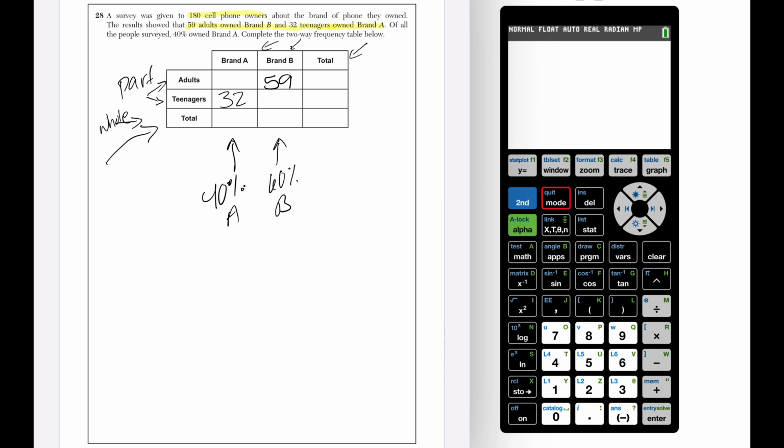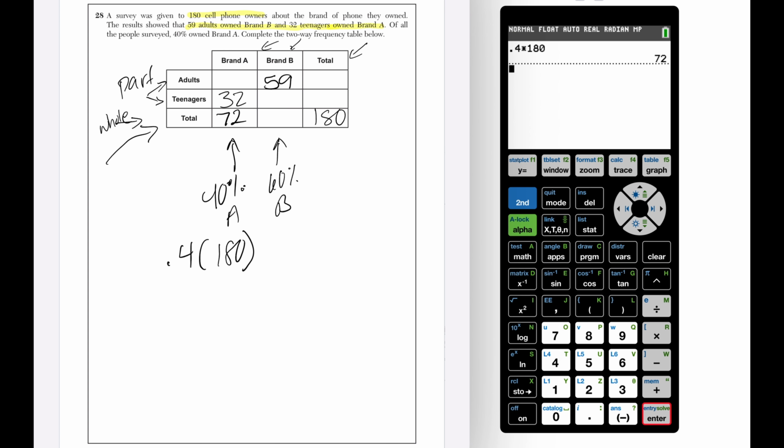Okay. So all together, we need to come up and figure out how many people there were. We know there were 180 people in all. So out of A and B all together, that was 180. So what we're going to do is figure out what is 40% of 180 and what is 60% of 180. To do that, I'm going to do 0.4. I'm just turning 40% to a decimal, and I'm going to multiply that by 180. 0.4 times 180 gives me 72. So that means 72 teenagers and adults liked brand A.